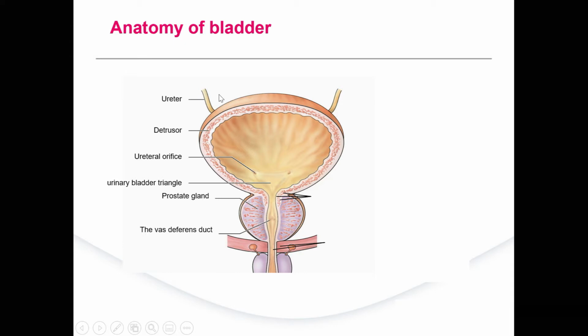It contains the ureter with ureter openings, the detrusor muscle of the urinary bladder, the urinary bladder triangle, where BPH develops when it exists and enlarges the prostate gland, the vas deferens duct inside the prostatic part of the urethra, and the internal sphincter and external sphincter, which also take part in the micturition of males.